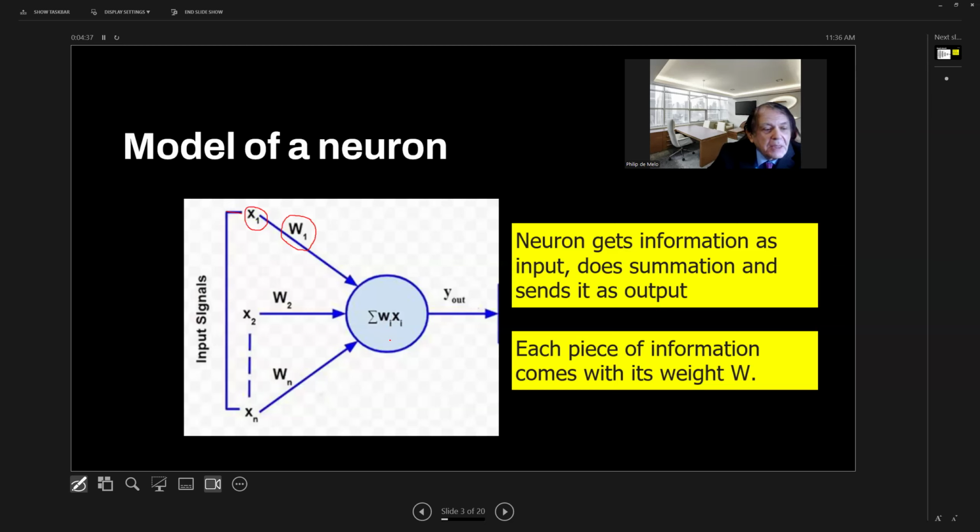So what happens is that the next input x2 comes with its weight. In signal processing it is like a filter, so it is multiplied by this filter, and it comes to this neuron, and the neuron does some operations. This is the operation that happens inside the neuron, and the neuron then sends this information outside as an output. So that's how it works.